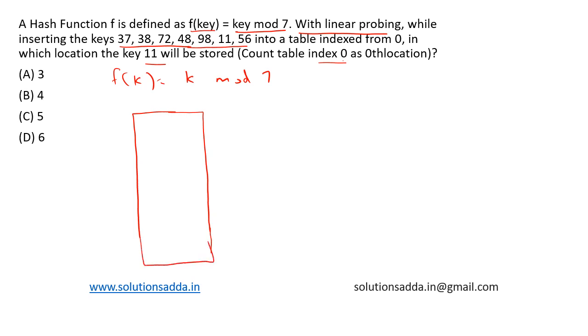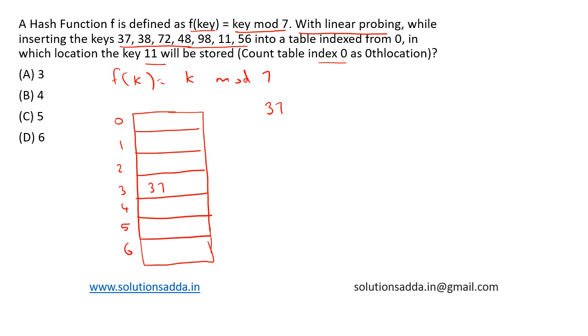We have index starting from 0, 1, 2, 3, 4, 5, 6. 0, 1, 2, 3, 4, 5 and 6. So the first element is 37. 37 mod 7 is equal to 2. So in location 2, 37 would be inserted.